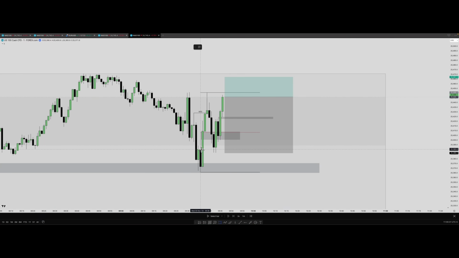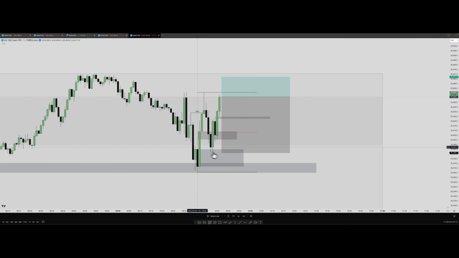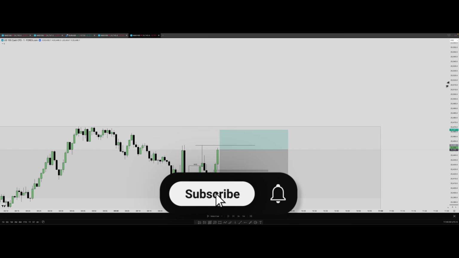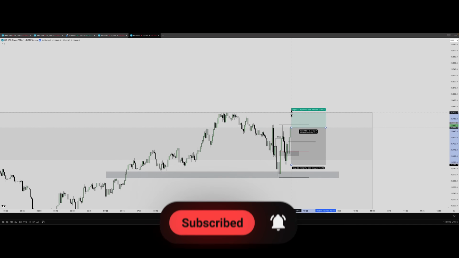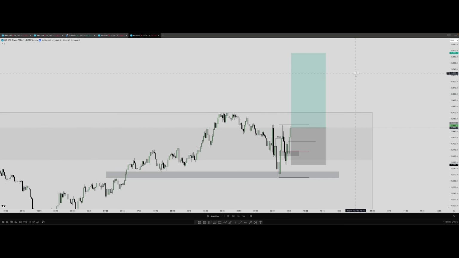Why is that? Well, that's because we have an order block over here and we have this propulsion block also protecting price. But I don't want you to overcomplicate your trading. And now from here, we can simply take a 2R.